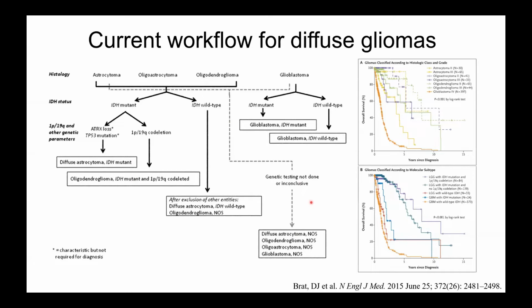And in the event that genetic testing is unavailable or inconclusive, then one could rely on a less specific histologic set of diagnoses with a not otherwise specified moniker at the end. And the integration of these two molecular markers really cleaned up a lot of the prognostic data for diffuse glioma subtypes, shown here in this seminal paper from 2015 looking at TCGA data.